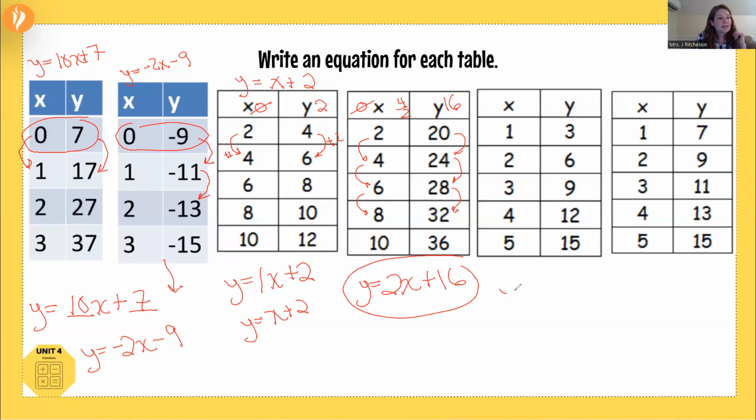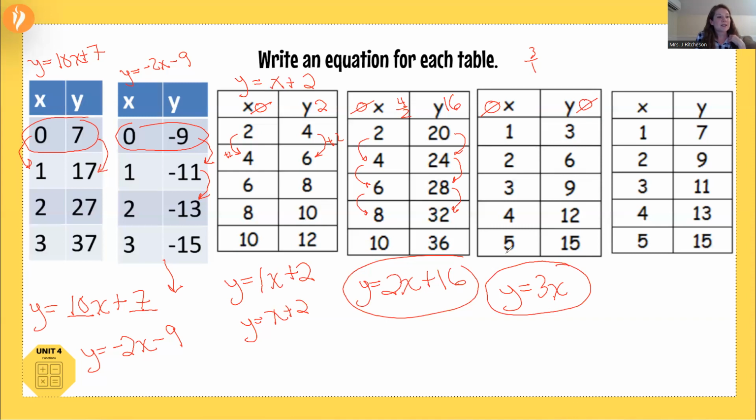The next one, our change in y is plus 3, plus 3, plus 3, over plus 1, plus 1, plus 1. So what's 3 over 1? 3 over 1 is 3x. And then if we went down one value to 0, these are decreasing by 3, minus 3, minus 3. So we could write plus 0, but we don't need to do that. So our equation is simply y equals 3x.